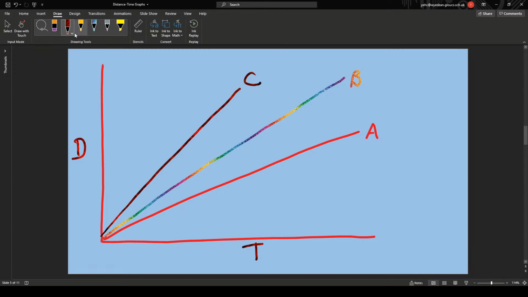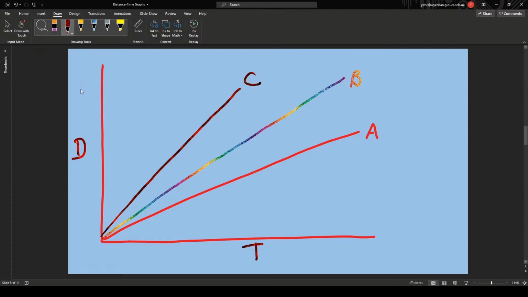Which of these objects is the slowest? Thanks, Max. Very good. Object A is the slowest. Now, someone besides Max, which object is going to be the fastest? Very good, Florence.